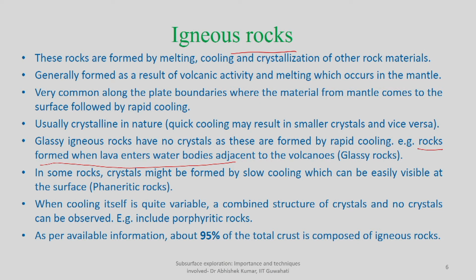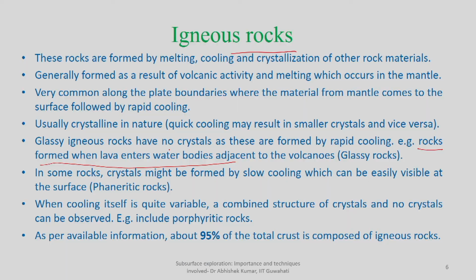So, from volcanoes, some molten material comes out onto the surface and goes to water bodies. You can understand that when it goes to water bodies, the rate of cooling is so quick that it does not allow any formation of crystals. An example is glassy rocks. You can see certain rocks which are very shiny in nature. Those are igneous rocks which are formed by too rapid cooling of molten material.